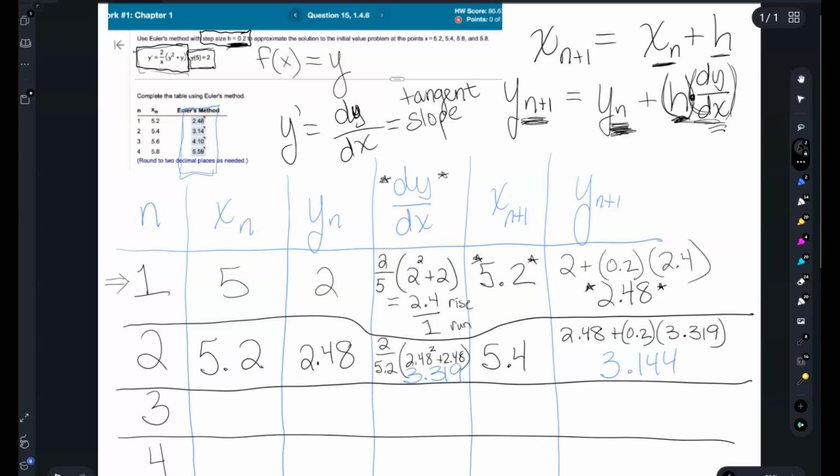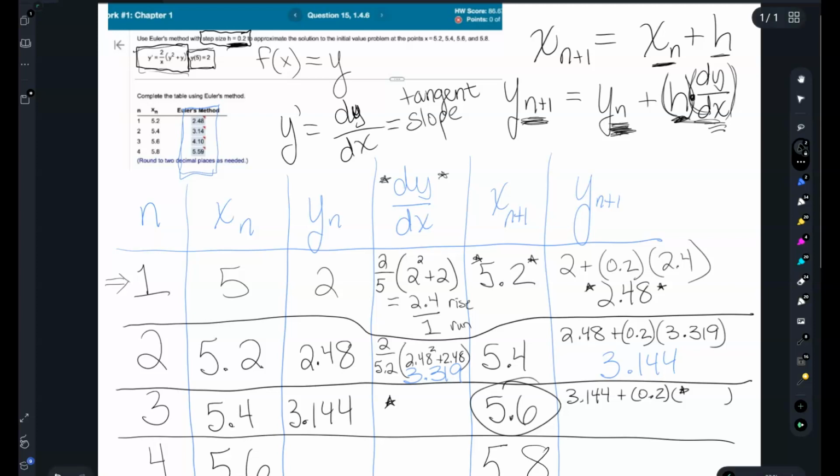So on the next line, our third iteration is going to start with 5.4 and 3.144. We need to use that x and y values to figure out the slope by plugging back into the differential equation. The new x value is just going to increase by the step size. And then we can get the new y value by taking our old y value and adding the step size times the derivative. So you just need to calculate the derivative and plug it in here, and then transfer down those new values. And at the end of the fourth iteration, we will have an x value of 5.8, and we will have the y value that goes with it.